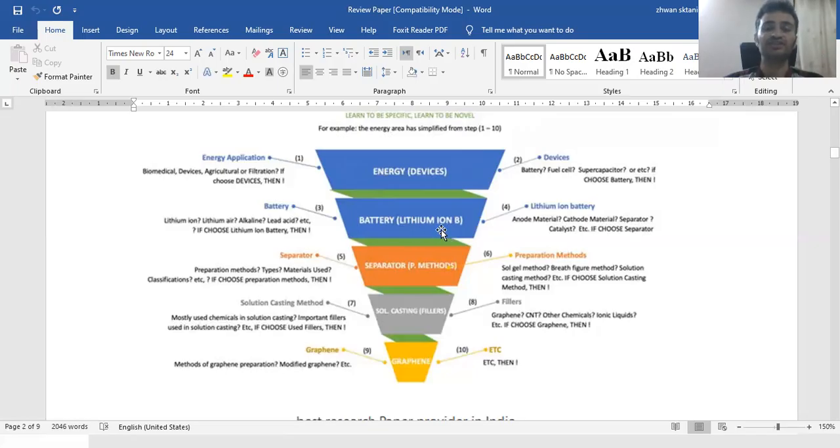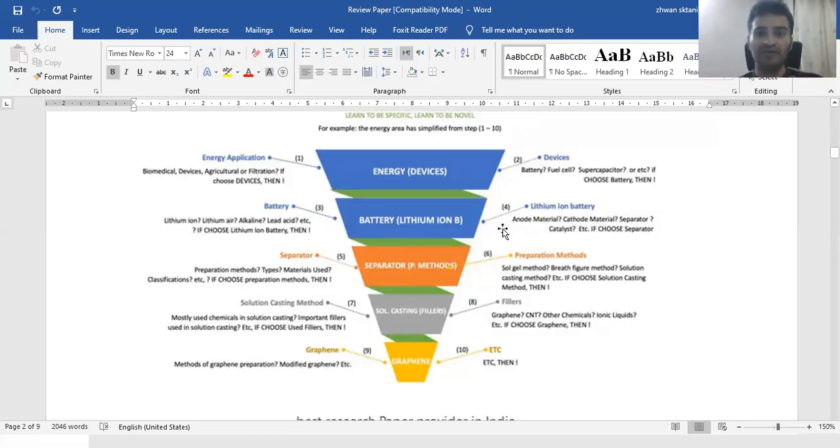The width of the research reduced. From the battery, we have many kinds of batteries: lithium, ion, air, alkali, lead acidic. Which one do you choose? Because in a review paper, if you don't specify and don't reduce the research, you cannot control it. You have to write too much. You should be specific. For example, he chose lithium ion.